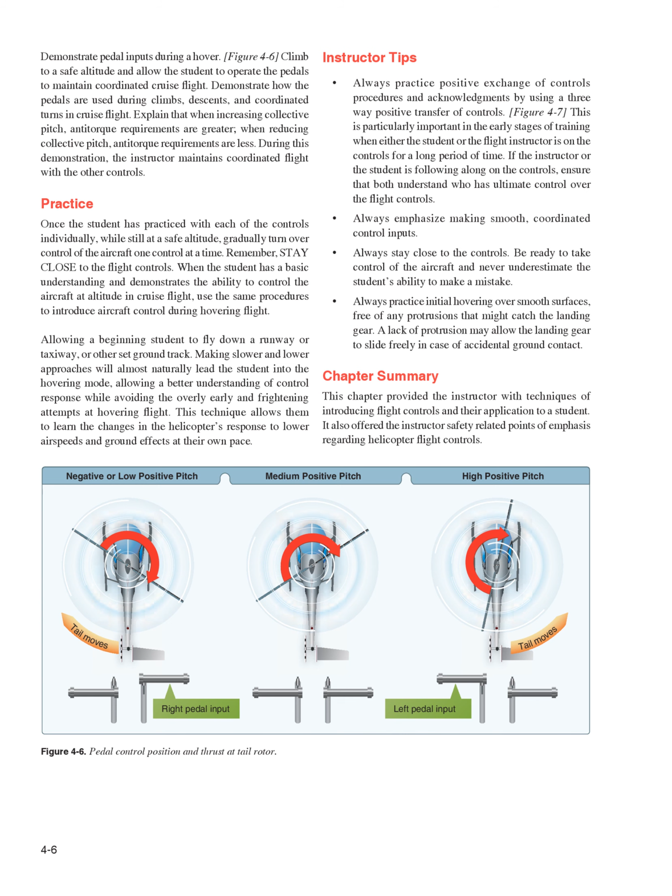Allowing the beginning student to fly down a runway or taxiway, or other set ground track, making slower and lower approaches will almost naturally lead the student into the hovering mode, allowing a better understanding of control response while avoiding the overly early and frightening attempts at hovering flight. This technique allows them to learn the changes in the helicopter's response to lower airspeeds and ground effects at their own pace.